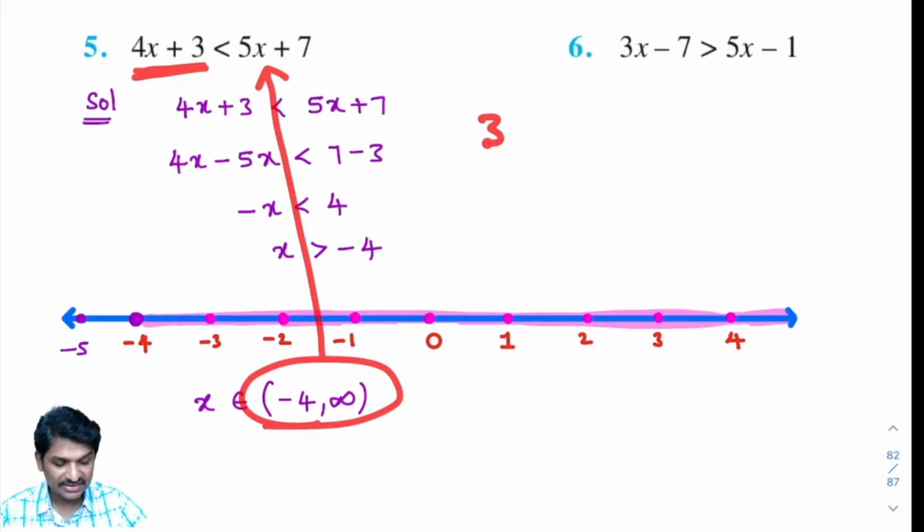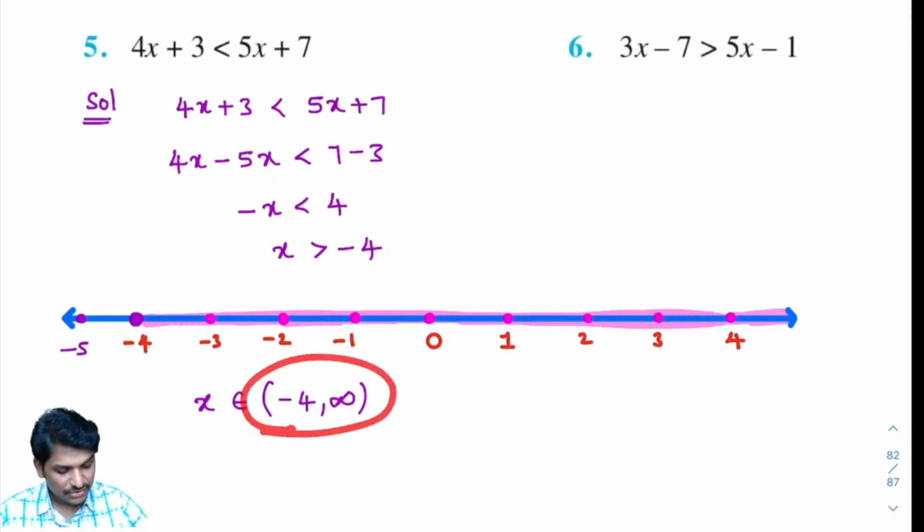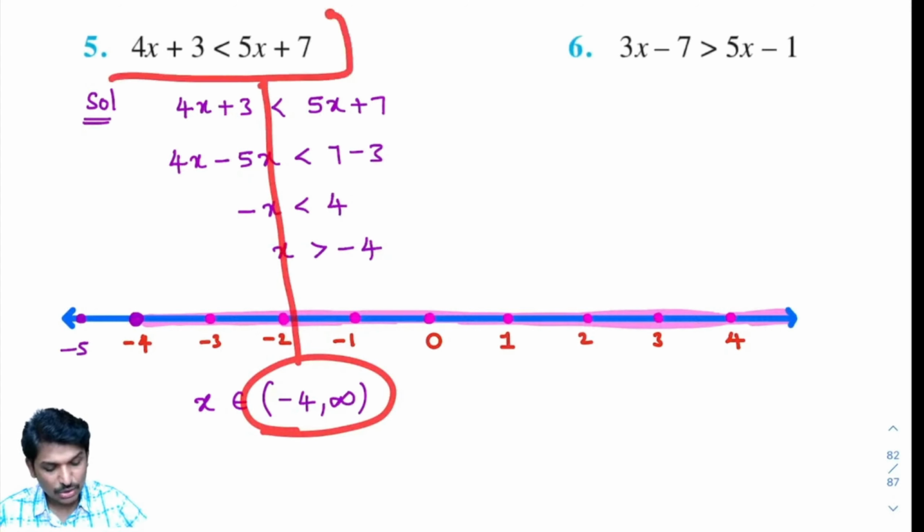0 plus 3, that is 3, less than 5 into 0, that is 0. 0 plus 7 is 7. Is 3 less than 7? Yes, 3 is less than 7. So, whatever real x values you take in this interval, they are the solution of this inequality. I hope you are all understanding, right?